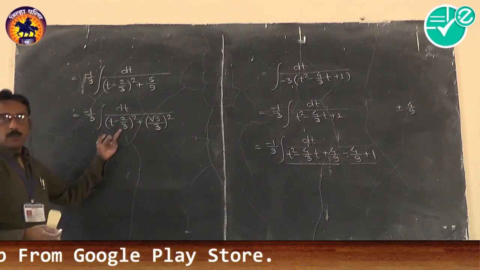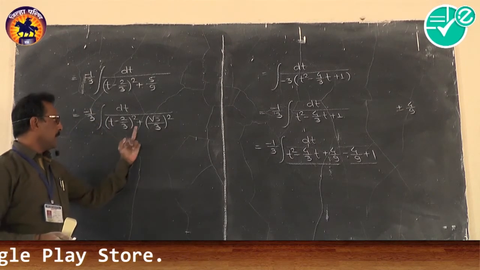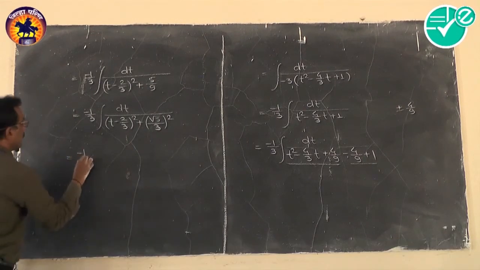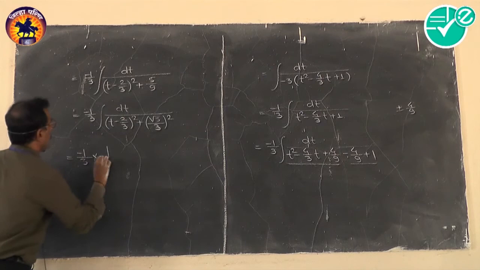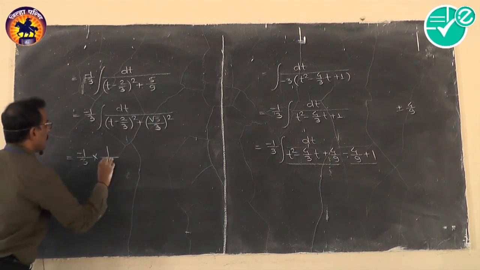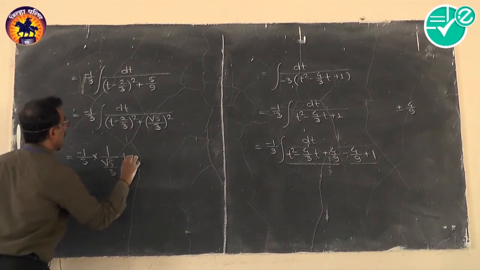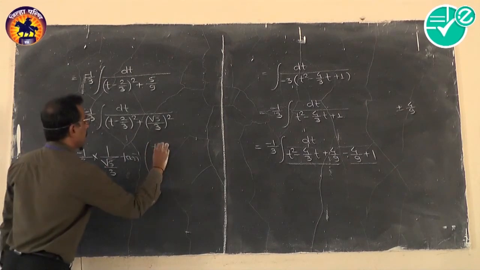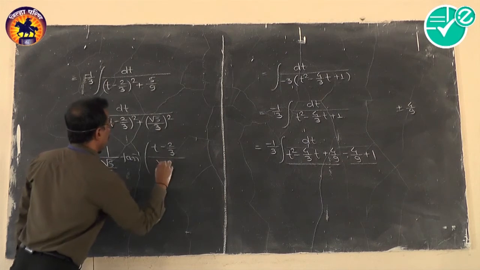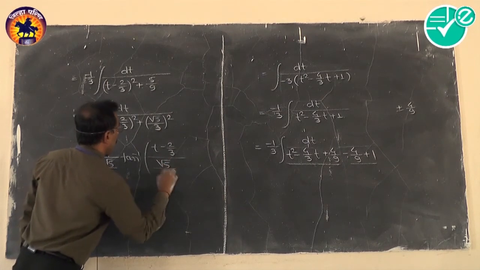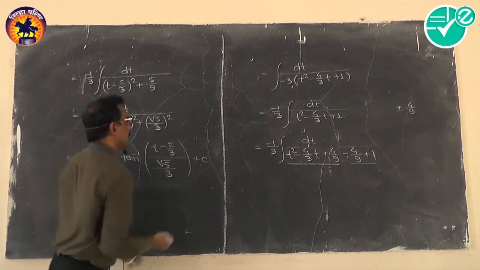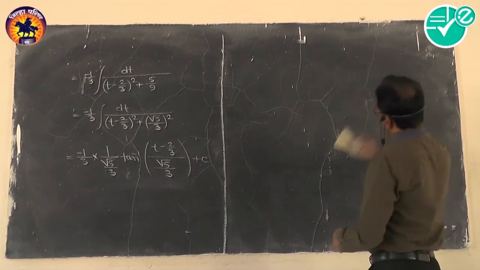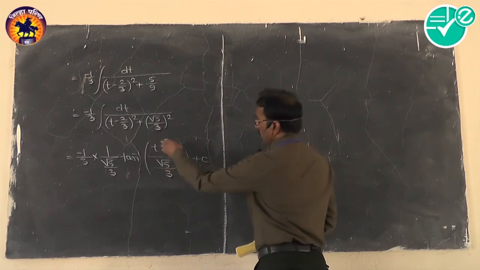Now this is a problem without square root. It is from special type, special integral type. Here it is plus sign, so the answer is in 1 by a form. So it is minus 1 by 3 into 1 by a. A means this constant term, root 5 by 3, and here the pair is with tan inverse of, numerator is the variable term, it is t minus 2 by 3, and here it is root 5 by 3 and then plus c.